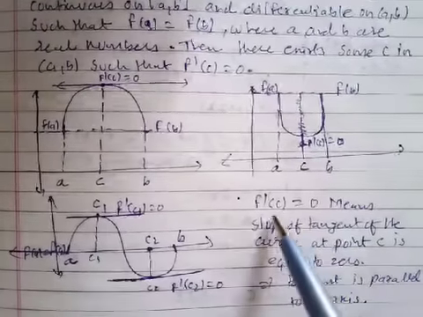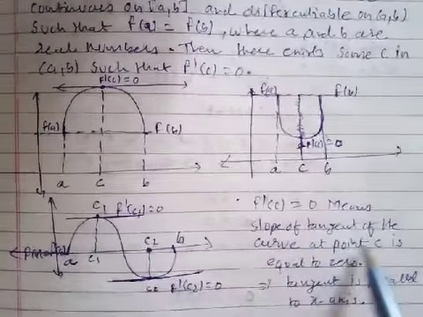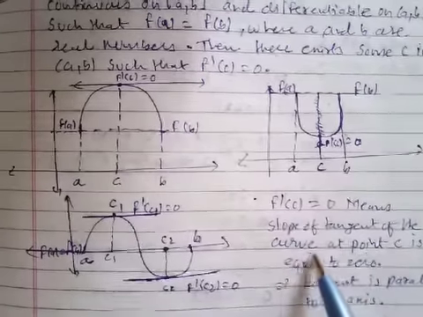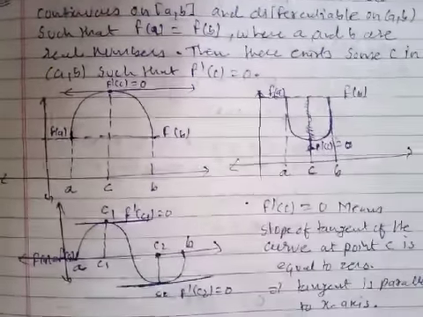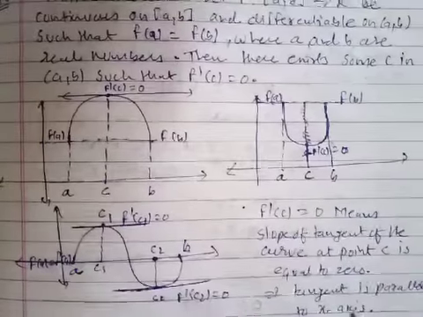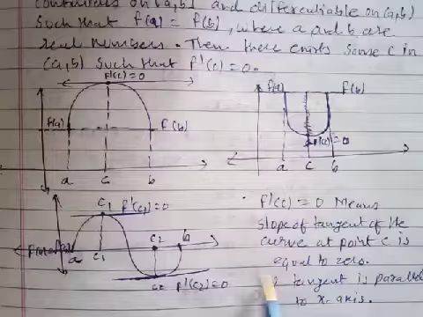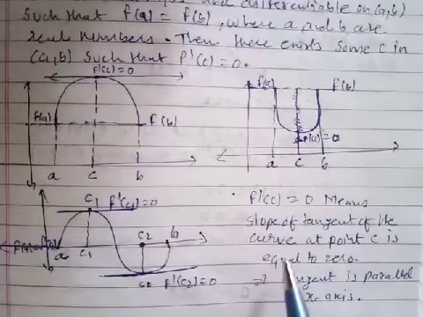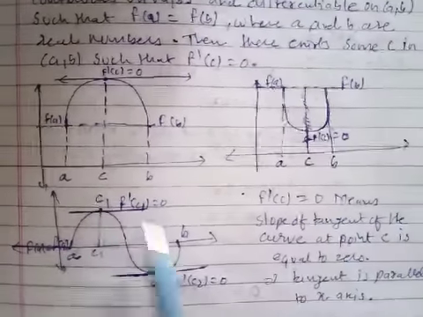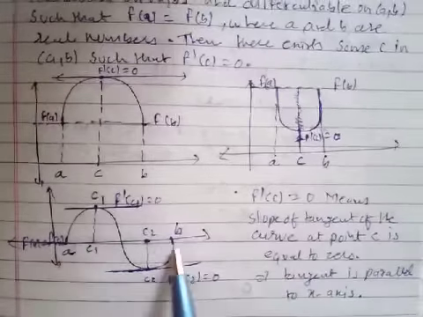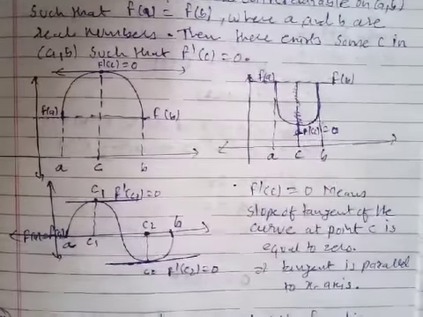So f'(c) is equal to 0 means the slope of the tangent of the curve at point c is equal to 0. If the slope of a tangent is equal to 0, it means that it is parallel to the x-axis.